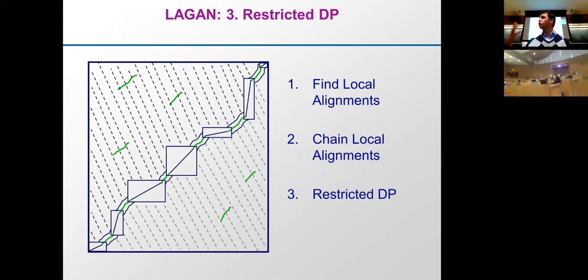Everybody clear how you can chain these local alignments into global alignments, and use the dynamic programming only in a subset? Any questions? Yeah.